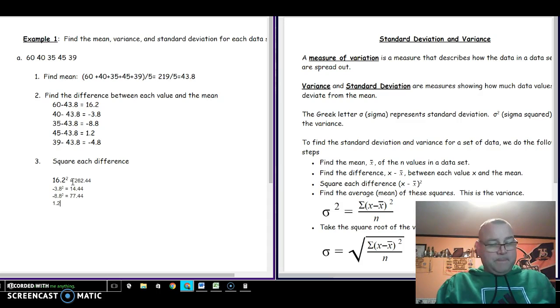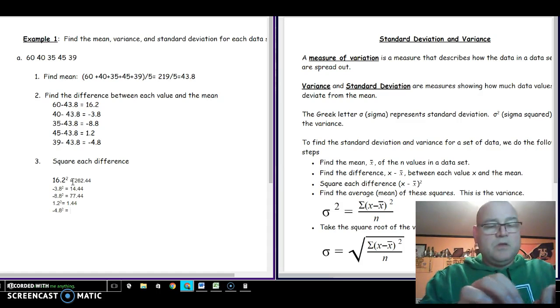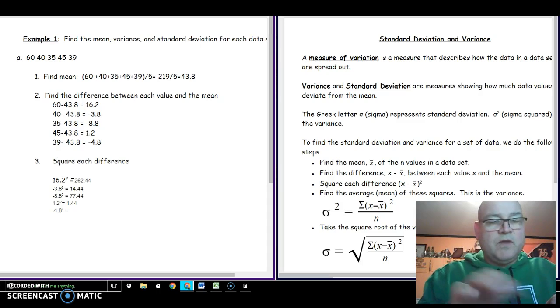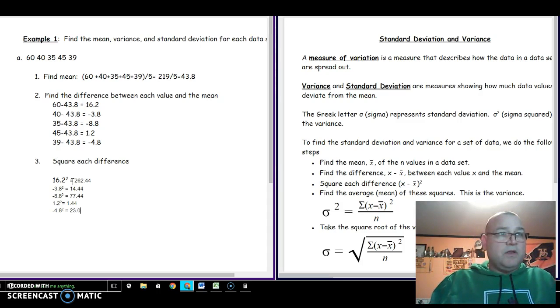1.2 squared. Well, I can do that one in my head. That's 1.44. And finally, negative 4.8 squared. Again, with my calculator, 4.8 squared is 23.04.